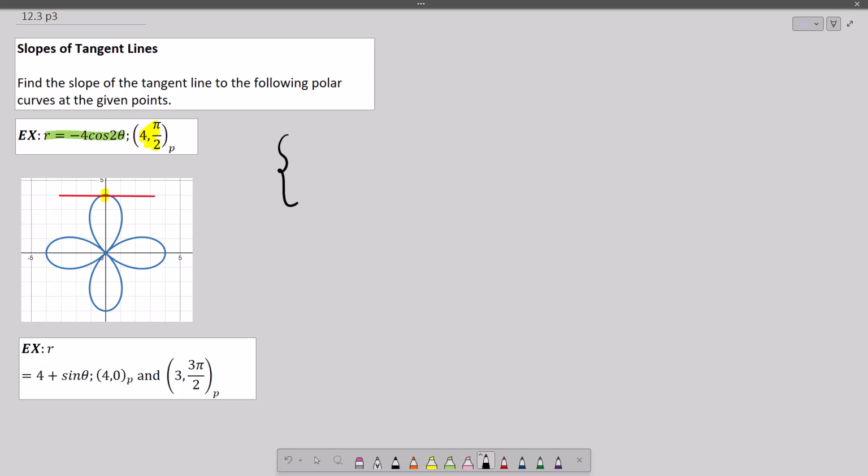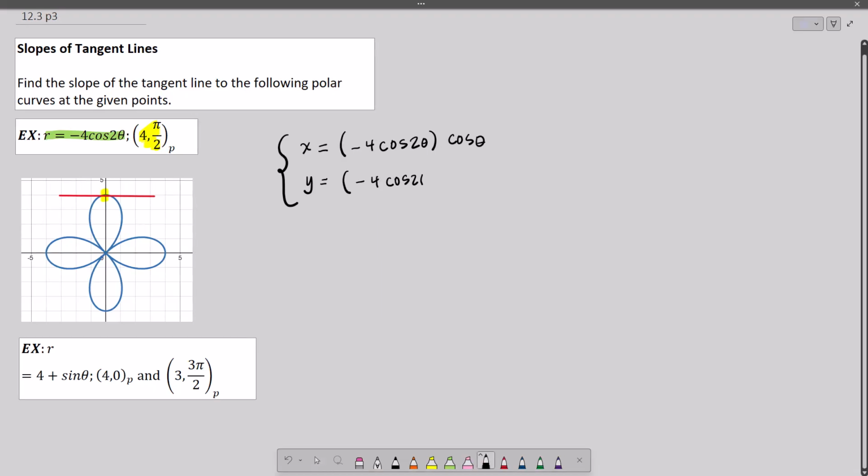All right. So polar to parametric first. So we switch our polar curve to parametric because then we can just do dy over dx by doing y prime over x prime. So we take our polar curve, that's the r. So x is now r cosine theta. And then down here, y is r sine theta. So now we have the parametric representation of the rose, or the four-petaled rose.